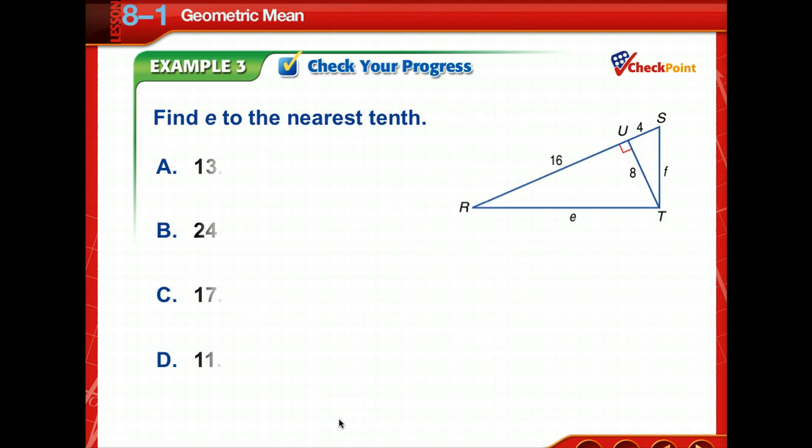All right, time for you to check your progress. So pause for a moment, then come back and work the problem and check your answer. Did you get 17.9? You're trying to find E to the nearest tenth, so E is equal to the square root of 16 times 4 plus 16, which is the square root of 320, which is approximately equal to 17.9.